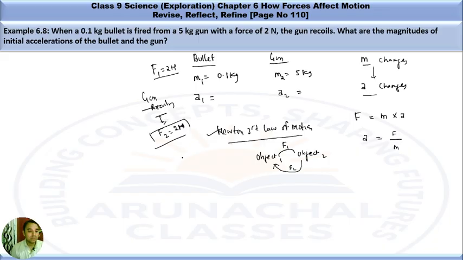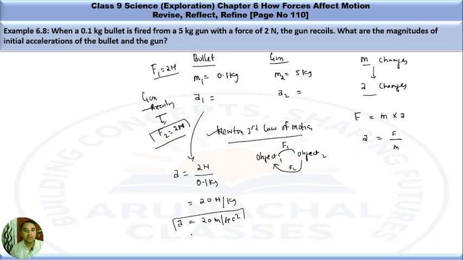So if I find out the first case of acceleration, here we have acceleration equal to force, which is given as 2 Newton, divided by mass, which is given as 0.1 kg. So it is 20 Newton per kg. We can convert it into meter per second square, 20 meter per second square. So that will be the acceleration.